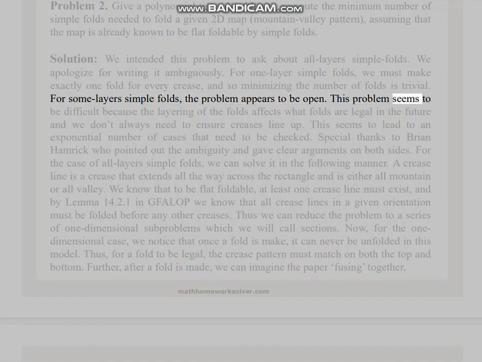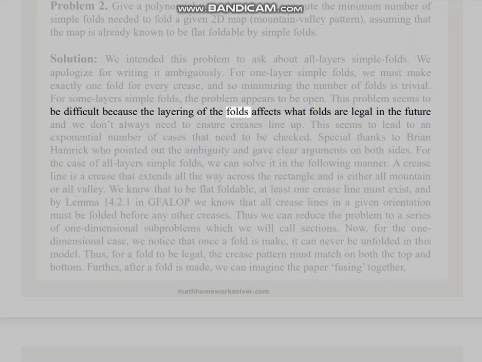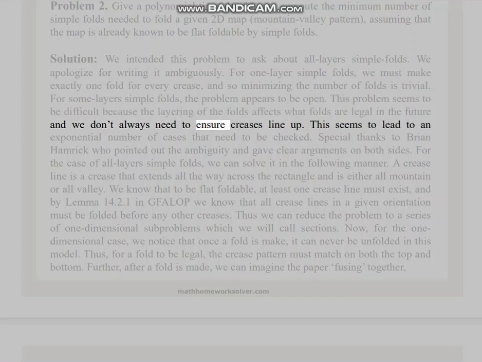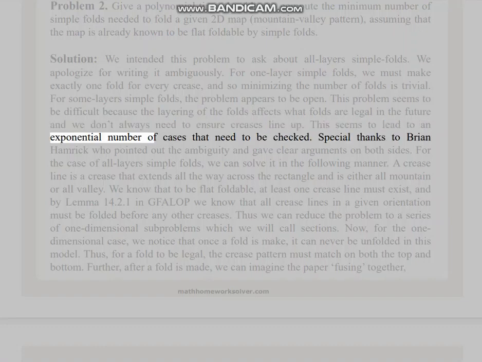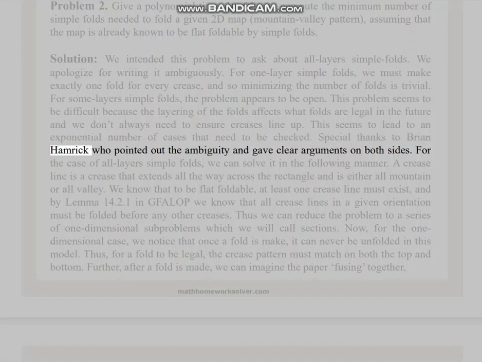This problem seems to be difficult because the layering of the folds affects what folds are legal in the future, and we don't always need to ensure creases line up. This seems to lead to an exponential number of cases that need to be checked. Special thanks to Brian Hamrick, who pointed out the ambiguity and gave clear arguments on both sides.